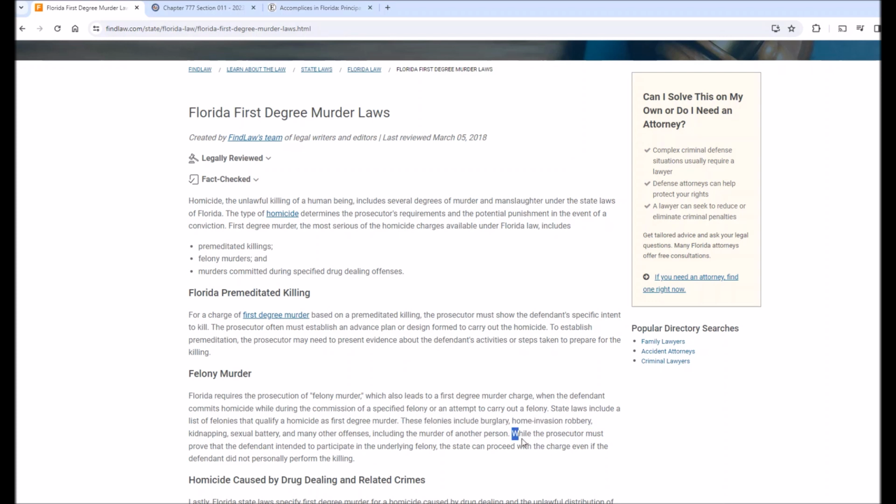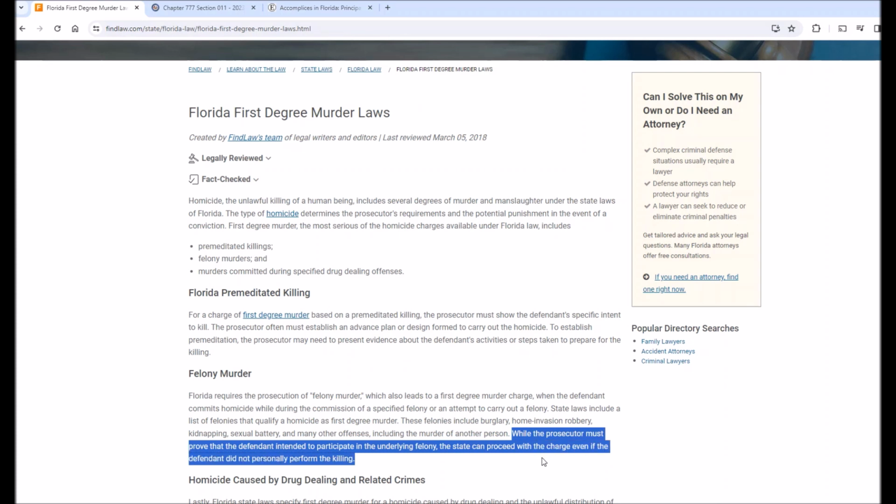And then notice this: while the prosecutor must prove the defendant intended to participate in the underlying felony, the state can proceed with the charge even if the defendant did not personally perform the killing. So that's what would lead this to believe that Davila could be charged with first degree murder. But this is just a blog, and this is not an attorney or anything. So what I did is I'm going to go to a defense attorney, and let's see what he says.